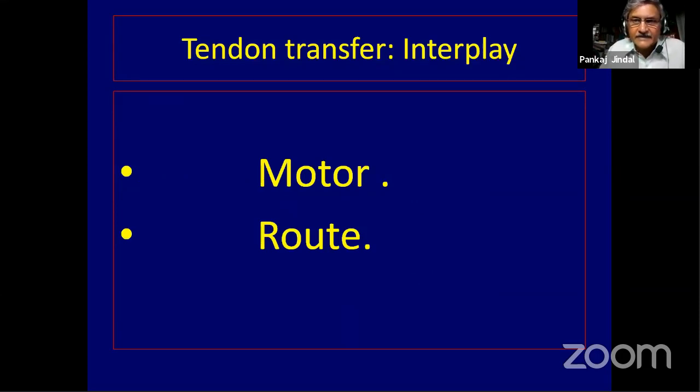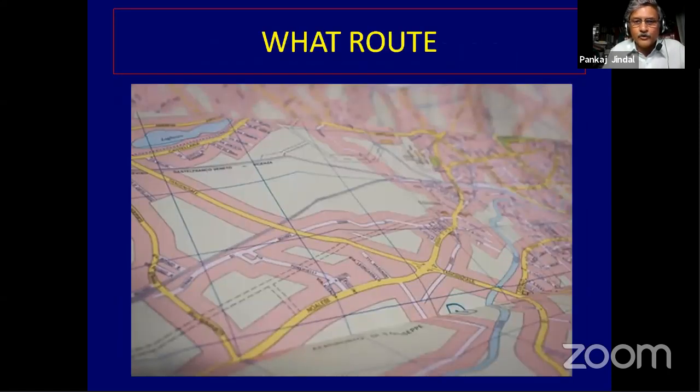Tendon transfer basically is an interplay of motor and route, which basically means if you are at this cross section, this intersection, you go north, you reach New Delhi, you go west, you go to Mumbai, and similarly you reach other places depending on the route that you have taken.